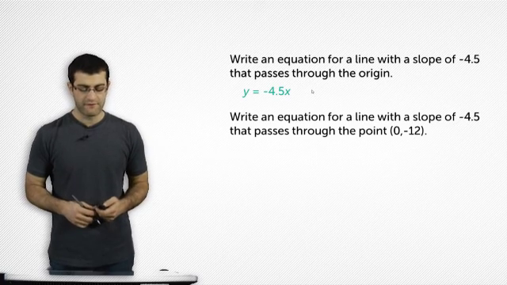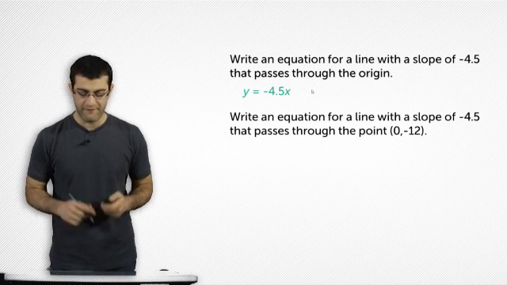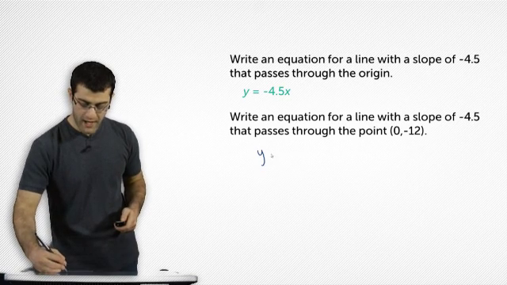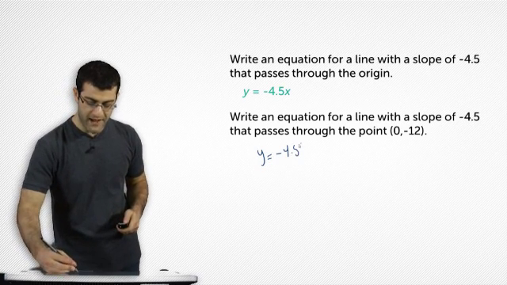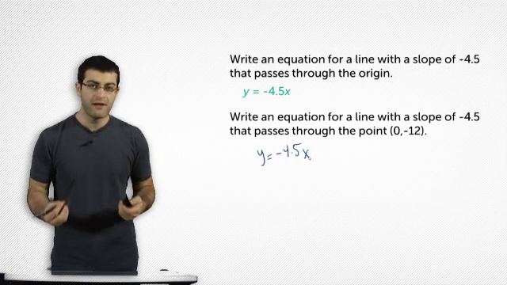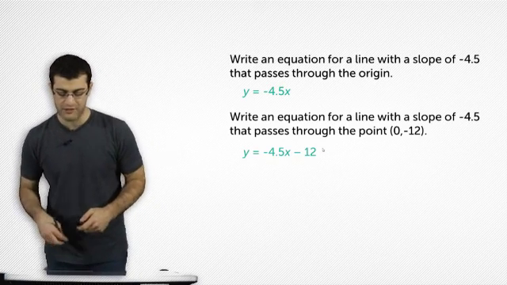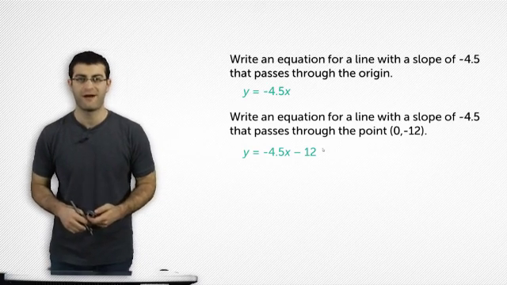All right, write an equation for a line with a slope of -4.5 that passes through the point 0, -12. Well, y equals -4.5x. That's the starting point, but I know it goes through the y-axis at -12, and there is the equation. Y equals -4.5x minus 12.